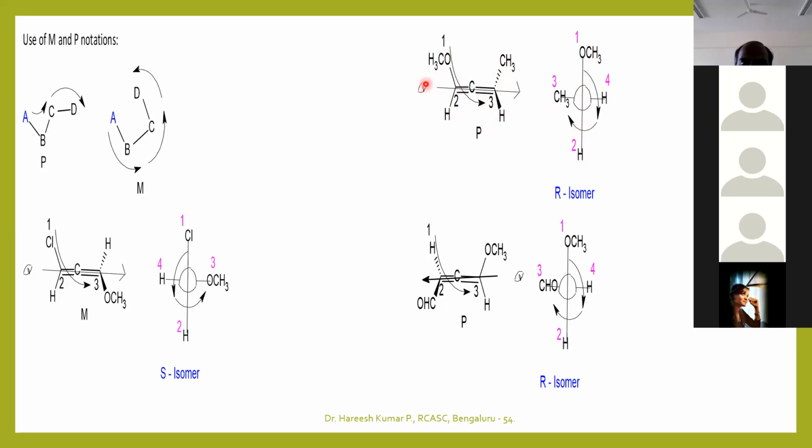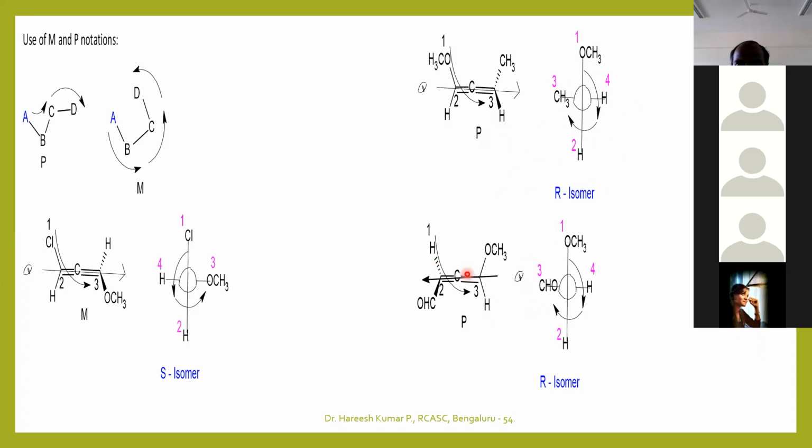Horizontal means when you are viewing from here, CH3 is coming on the left hand side, that is this. H. So then 1, 2, 3. That means you can observe that the rotation is in a clockwise direction. Because of that, it's the R isomer. R isomer is nothing but a P configuration. So this is how you can assign R, M and P. So M means S, P means R. That's what you need to remember.